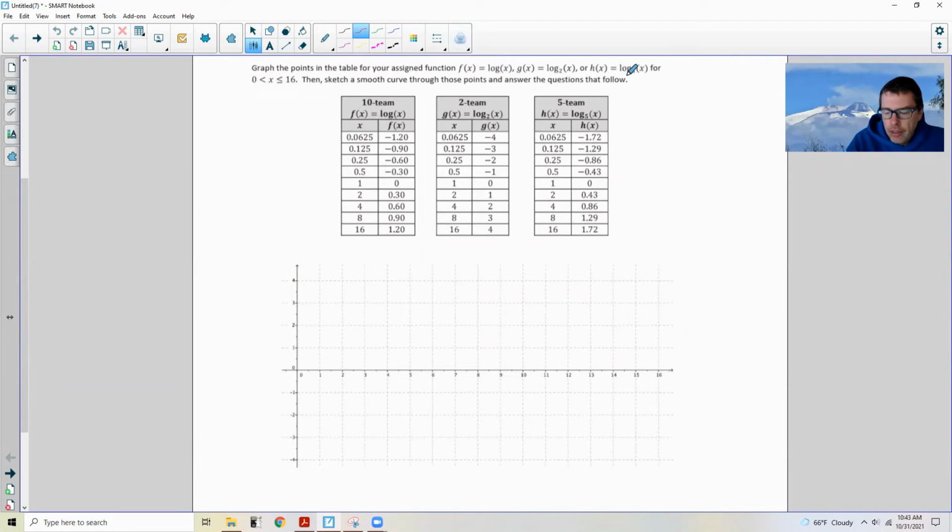In the classroom setting, there would be groups on different teams. One would have base 10, one would have base 2, and one would have base 5. And we were given 9 points to plot. So one group does base 10, one group does base 2, and the other group does base 5. I will do base 10 in red.